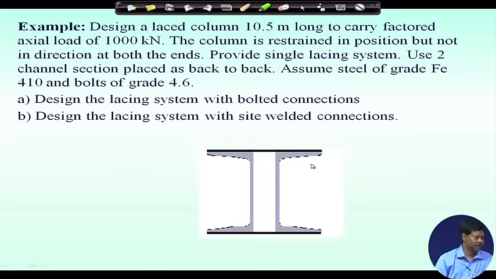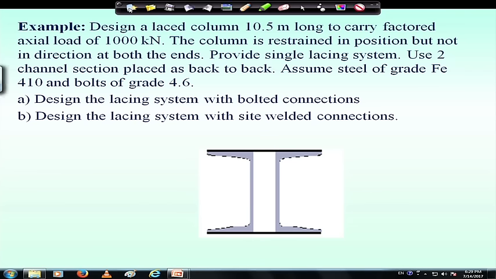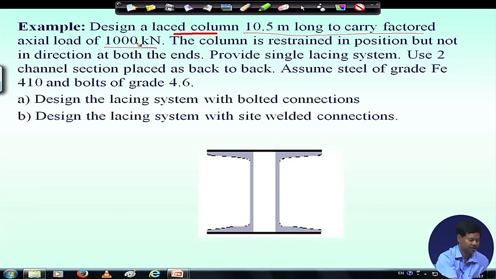The example is this, which is written here: design a laced column of 10.5 meter length to carry a factored load of 100 kilonewton. The same example, and here we will be using two channel sections placed back to back, and we will try to find out the design of the lacing system with bolted connections and the design of the lacing system with weld connection. And for weld connection we will consider this case as side weld.